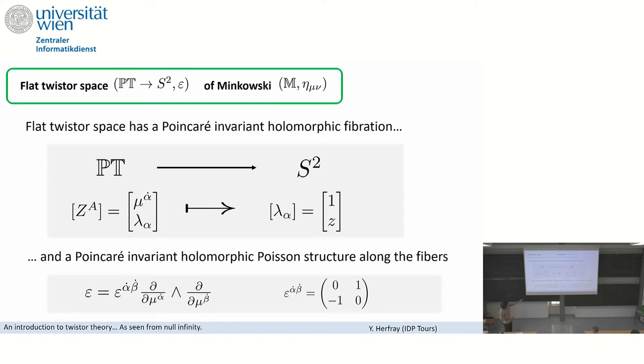Something I really want to emphasize is that this is the structure of the twistor space once you've broken conformal invariance. All these things are invariant under the Poincaré group, but the fibration would not be invariant under the conformal group, and it's fine. Because this sphere, again, is going to be the celestial sphere, and the celestial sphere will not be invariant under the conformal group of Minkowski, because the conformal group takes points at infinity and brings them back.